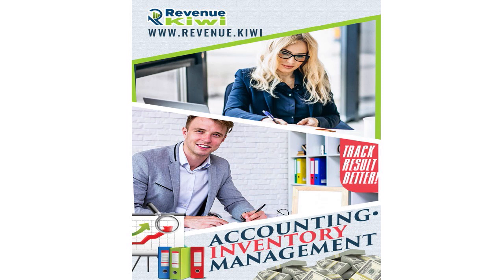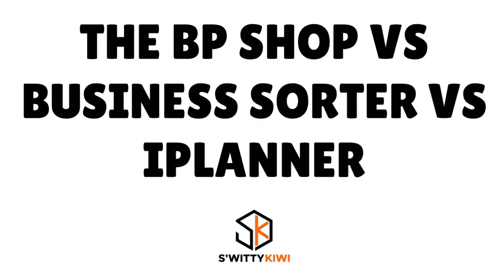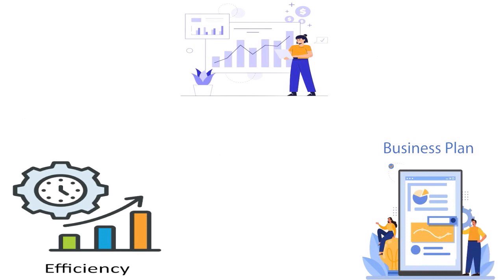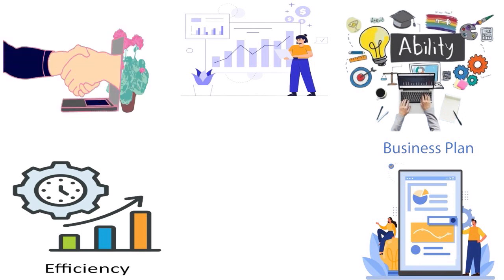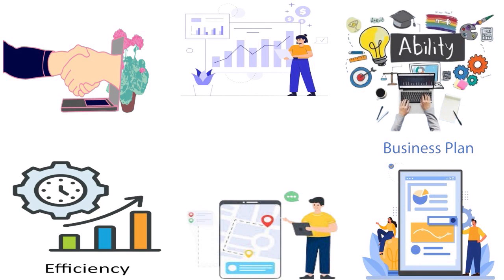So when we think about the business plan shop versus business sorter versus iPlanner, which one should you go for when it comes to business plan software? Well, here's the approach I want you to think about. First of all, there are certain factors you need to consider when choosing a business plan software. It doesn't matter if the software is sleek or ugly. You want to make sure that the software is easy to use, because the last thing you want is to struggle to understand how a tool works. It has to be user friendly, so look for intuitive navigation, clear instruction, and a layout that makes it very easy to input and organize your information.